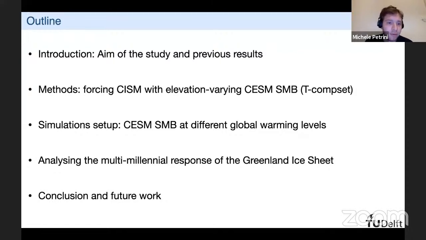Then I will explain briefly a specific setting of the Community Earth System Model to force CESM with elevation-varying surface mass balance, something called the T-COMSET in the CLM technical notes. I will illustrate the setup of our simulations, and then I will show and analyze the results.